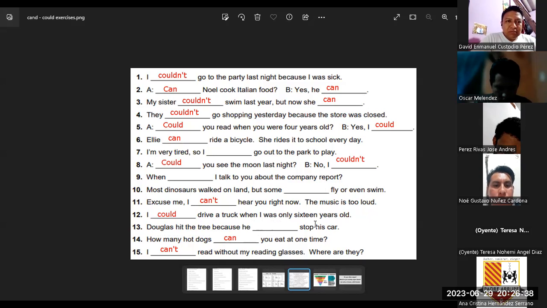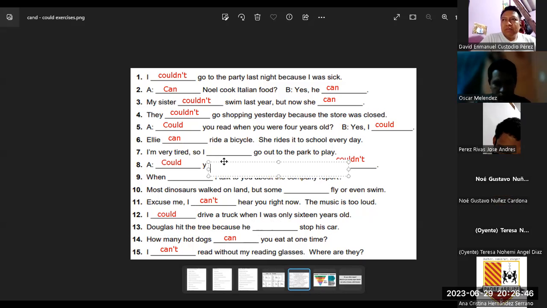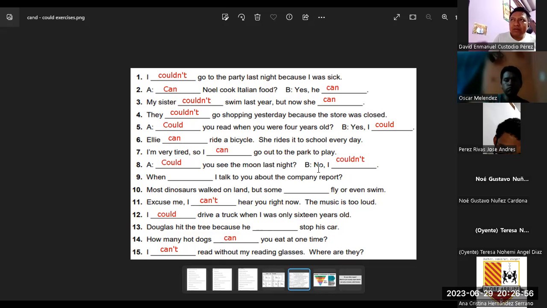Okay, we go with Rivas. Number 7. I am very tired, so I could go out to the park to play. Okay, but it is in present. Estamos hablando en presente. Can. Estoy cansado, así que no puedo salir al parque. So I can't, I'm sorry, negative. I cannot or I can't.